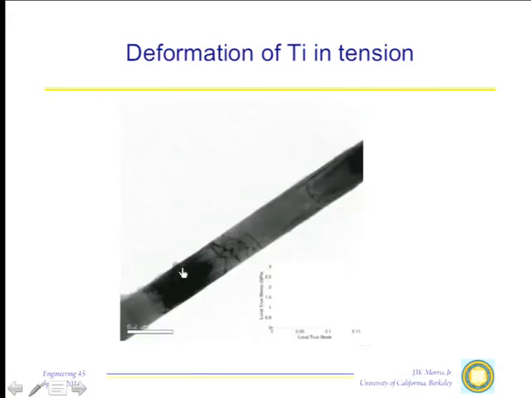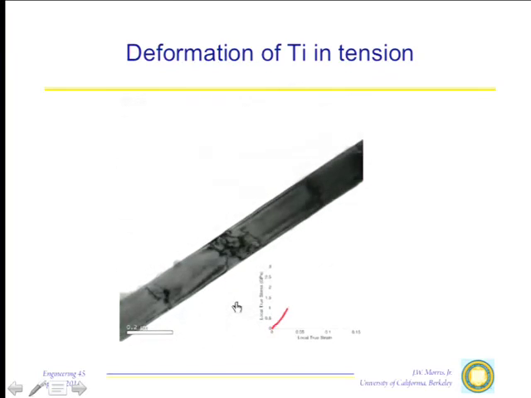A second example, which is maybe a little better because you can actually see the dislocations. This is a single crystal titanium, again, a very tiny sample, so that you can actually see what's happening in transmission electron microscopy, done at the National Center for Electron Microscopy at LBL again. All right, see the dislocations moving? They're moving and multiplying in that region right there.